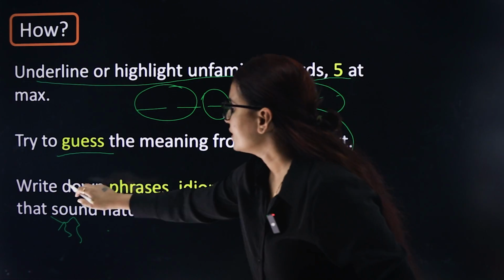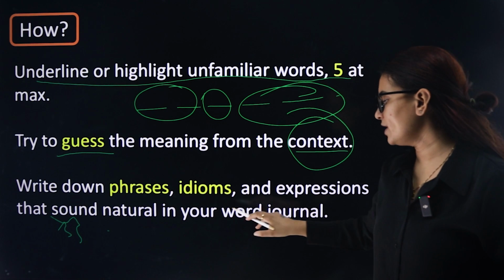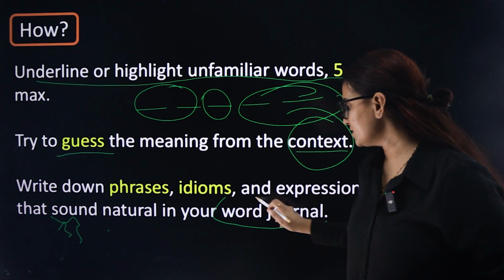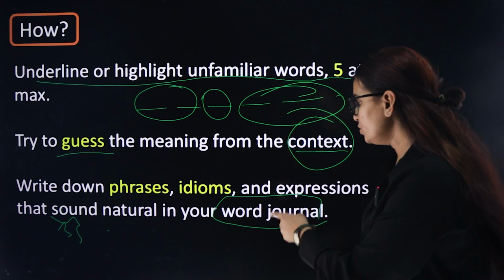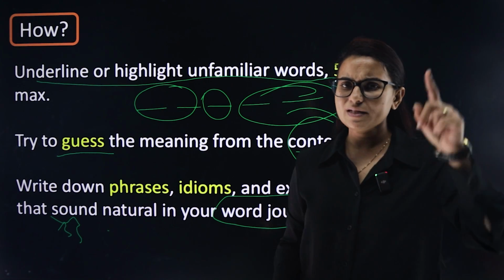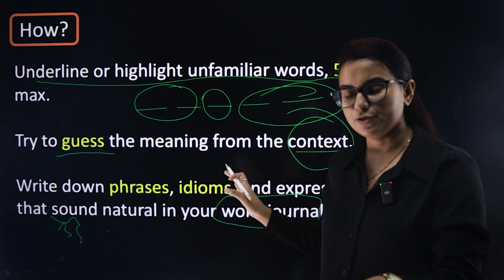Next, write down phrases, idioms and expressions that sound natural in your word journal. This is something that I have taught you in the vocab chapter, how to create a word journal. The link is right here. Please go ahead and visit that chapter after this video.